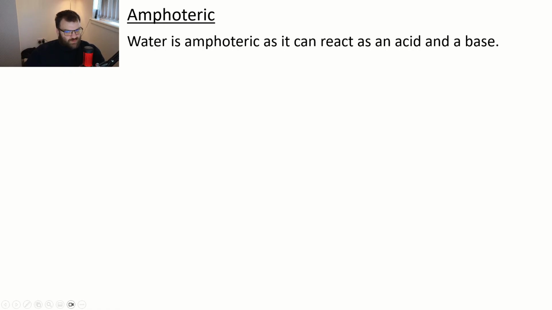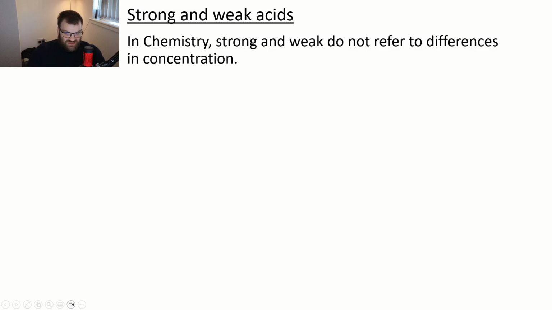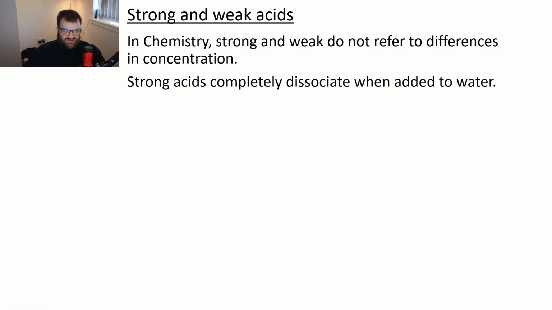Some chemicals like water are described as being amphoteric because it can react as both a base or an acid. It's capable of donating or accepting protons. In chemistry, strong and weak are not referring to differences in concentration. They are talking about their dissociation, how much they split up into ions when added to water.